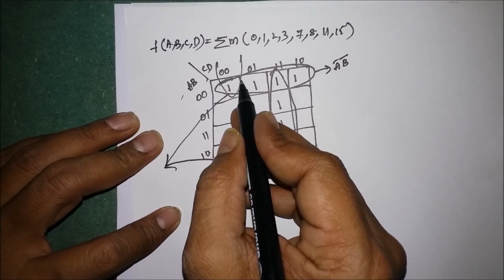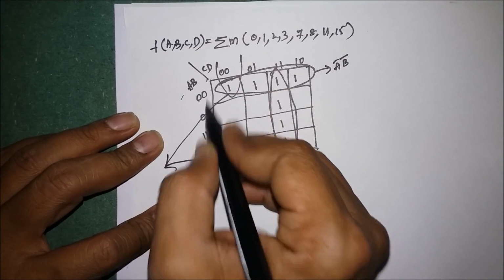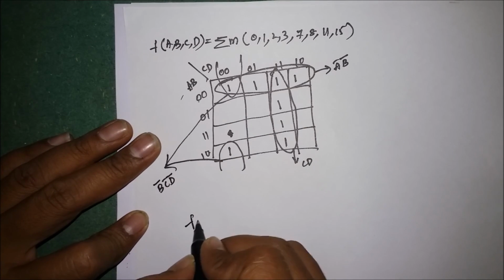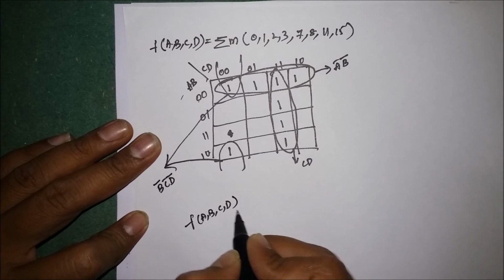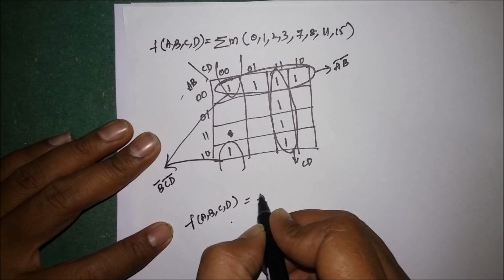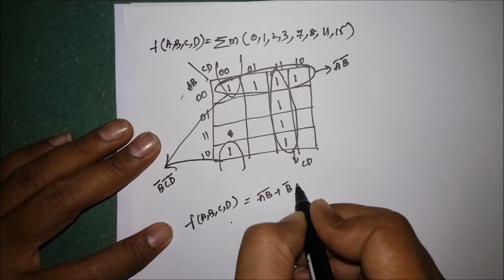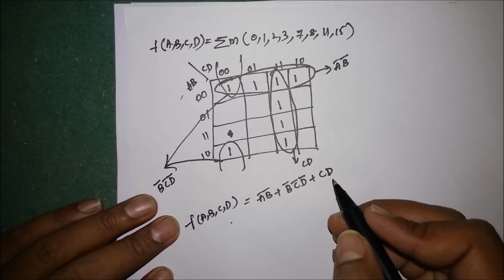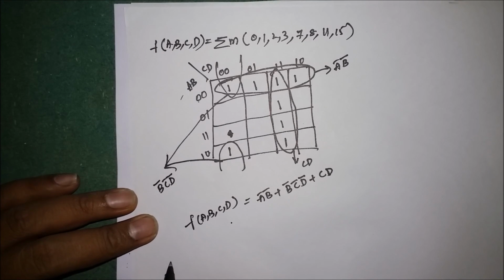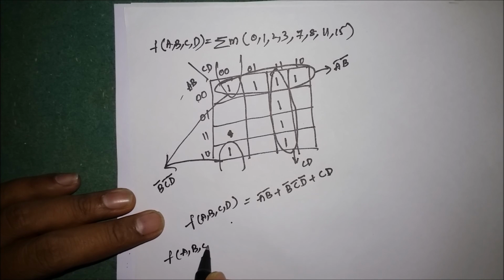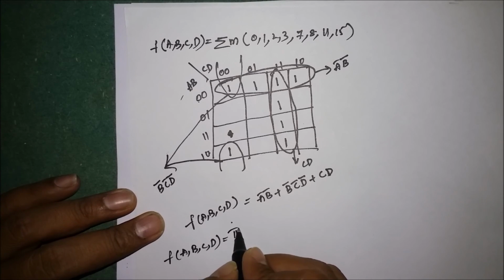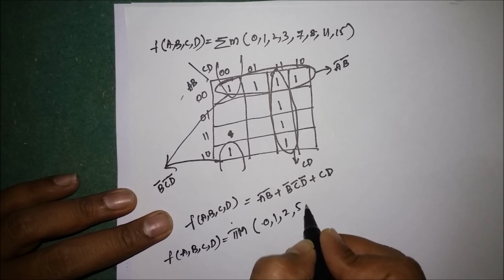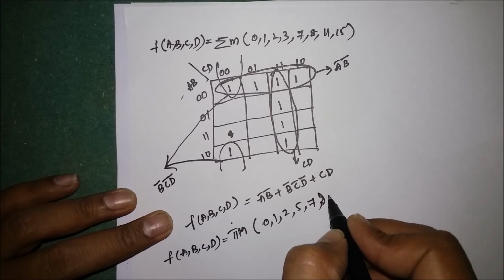So I can write it as, A is changing, B is not changing, so that is B bar and C bar and D bar. So my output is f of A comma B comma C comma D is equal to A bar B bar plus B bar C bar D bar plus CD. Now let us see one more problem. F of A comma B comma C comma D is equal to pi capital M of 0 1 2 5 7 12.